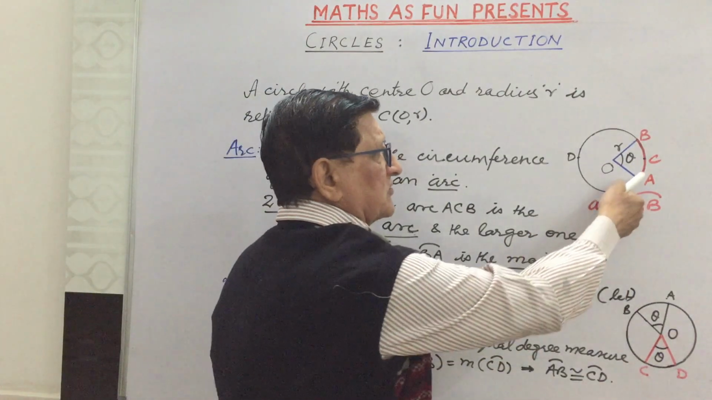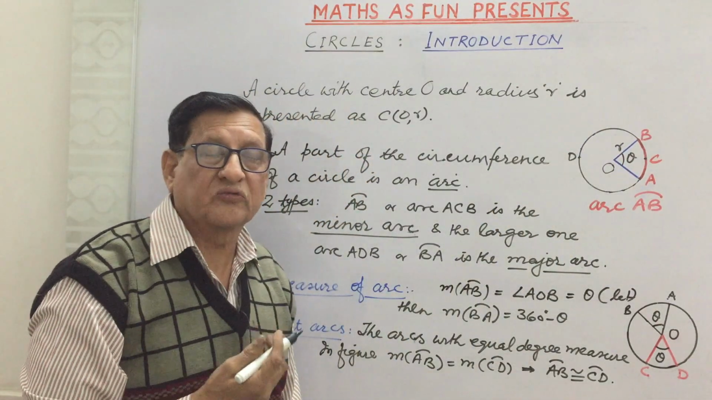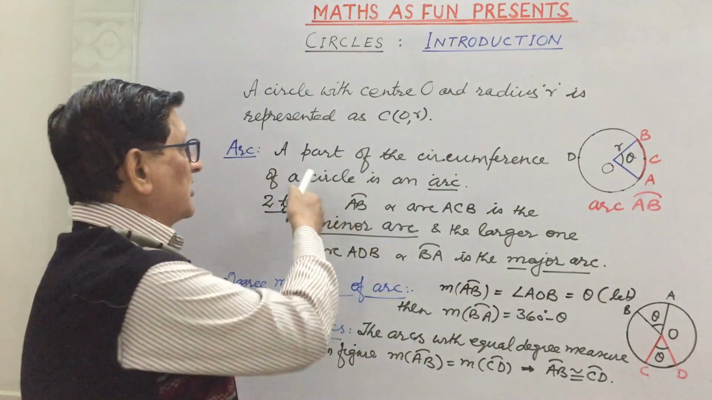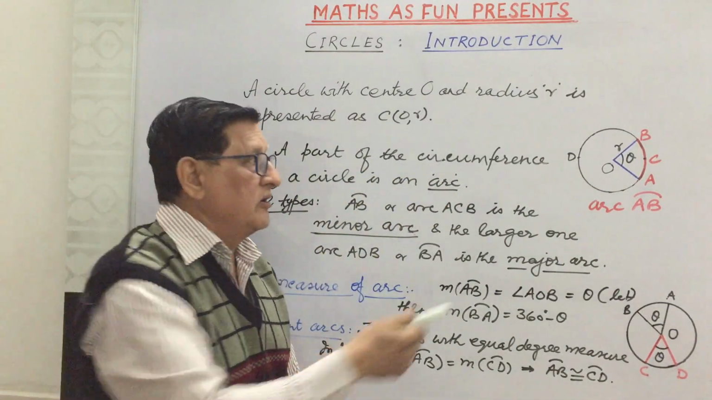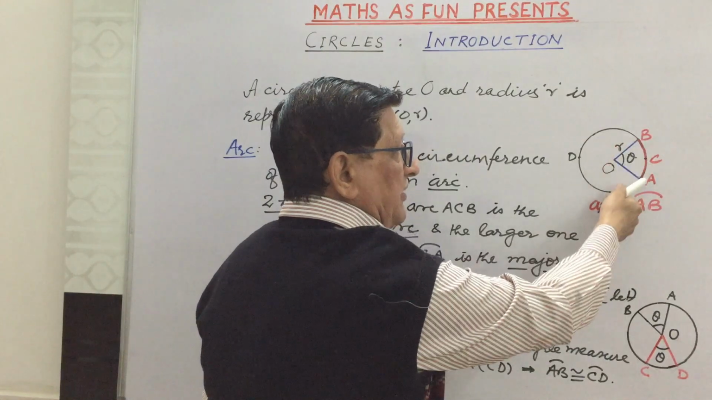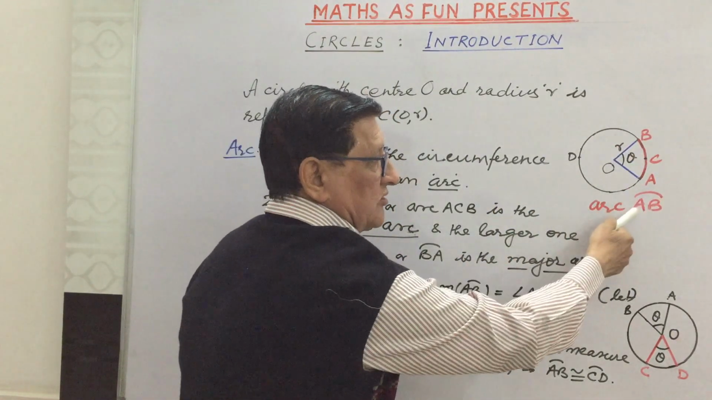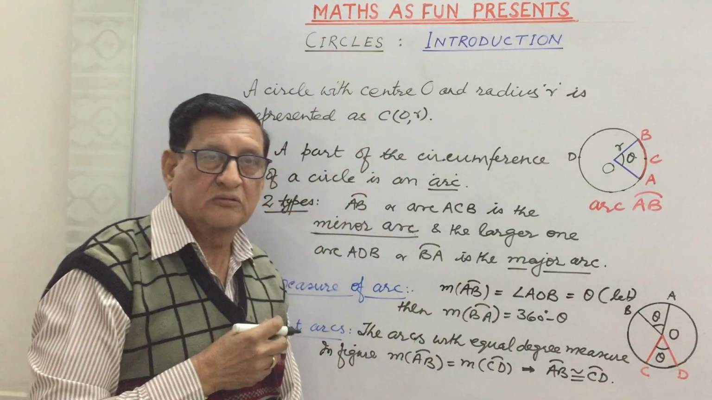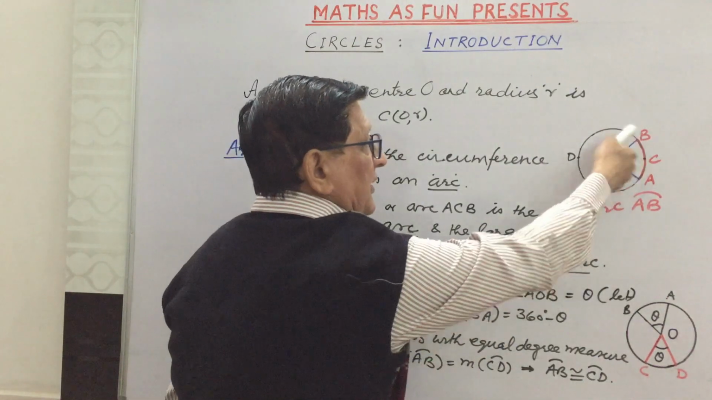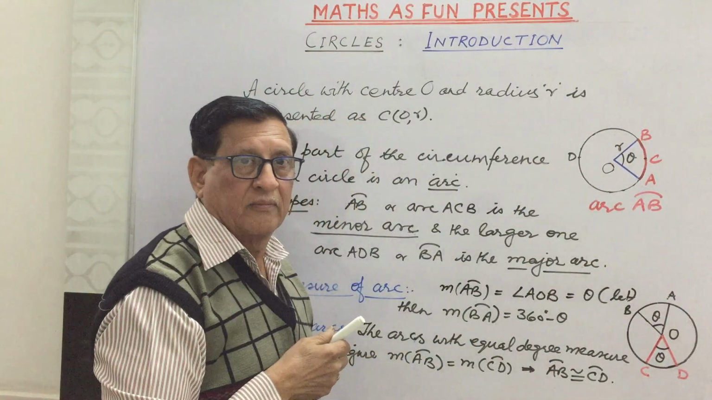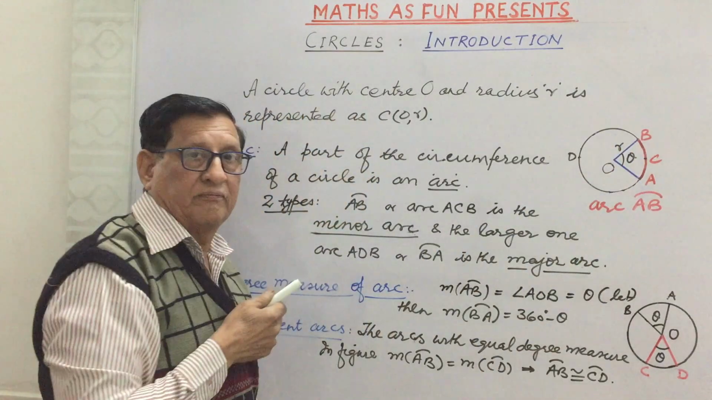Actually, an arc is a smaller part of the circumference of a circle. So we can say a part of the circumference of a circle is an arc. Here we can say that this AB is an arc, and the representation of this is like this. On AB we can mark an arc. But what is the difference between AB and BA? This is AB and we write this as BA.